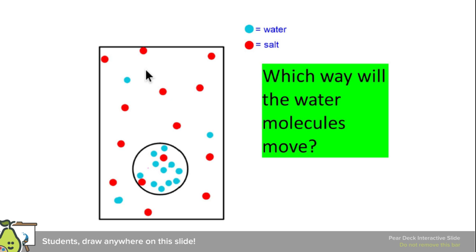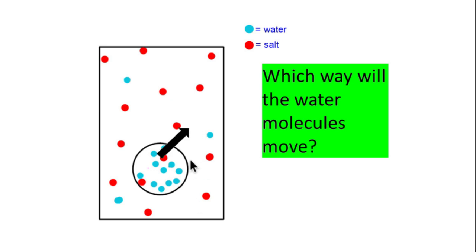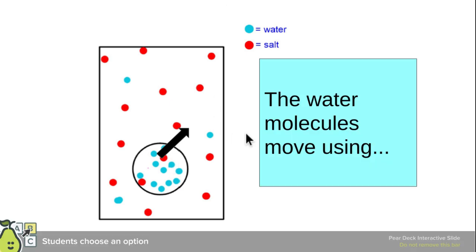In this picture, which way will the water molecules move? Well, we've got blue dots, a lot of them inside. So we've got a high concentration inside and a low concentration outside. So they're going to move outside the cell. Imagine if these dots, we want to get them balanced, we would need to move some from the inside to the outside. Now, what process do the water molecules move using? They use osmosis because osmosis is for water.